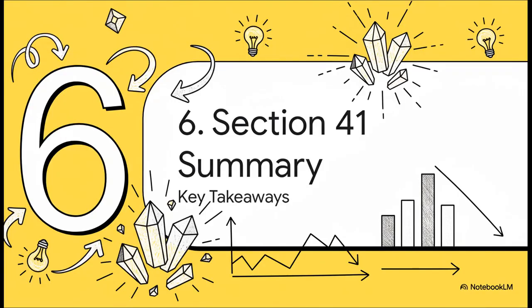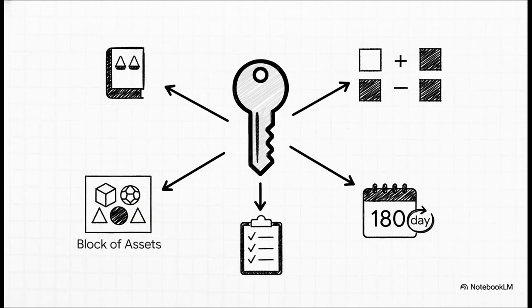All right, we have covered a lot of ground today, so let's just boil it all down to a few key essential takeaways. So what do you absolutely need to remember? First, Section 41 is your go-to guide for WDV. Second, always think in terms of blocks of assets, not single items. Third, the formula is pretty logical. Opening value plus additions minus sales. Fourth, that 180-day rule is a game changer, so watch your purchase dates. And finally, and I can't say this enough, meticulous record keeping is your absolute best friend.